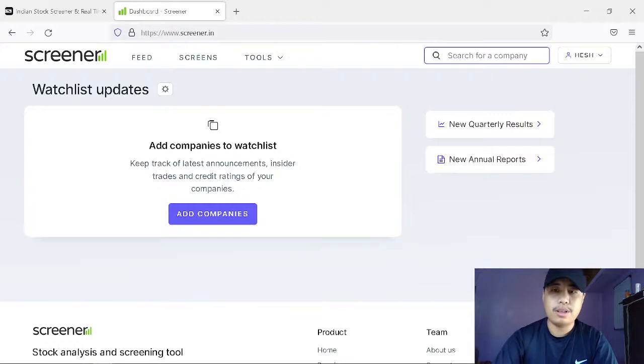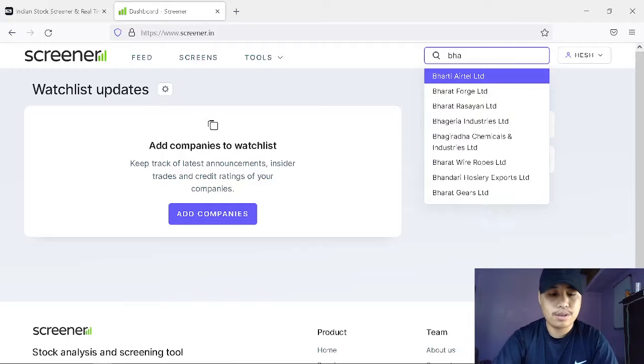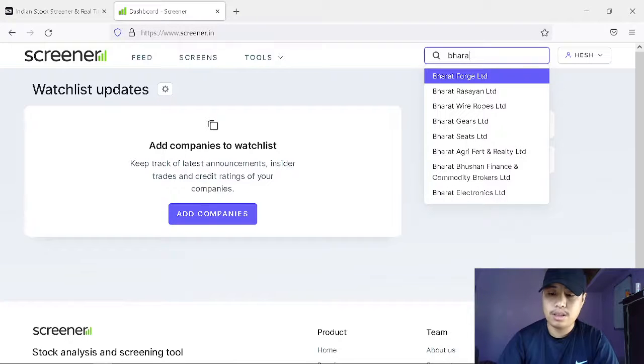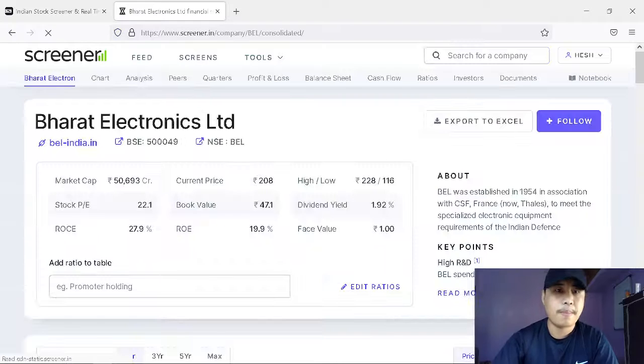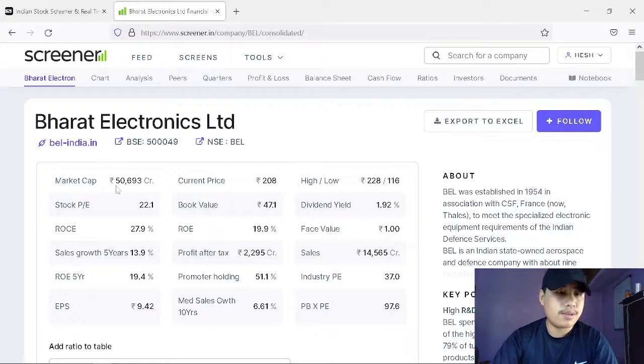When I go to Screener, you can type, let's go for Bharat Electronics first. Let's analyze this. You can see the market cap is around 50,000 crore, which is not very big yet. It has just entered the large cap category recently. The stock PE is 22, which is very good.